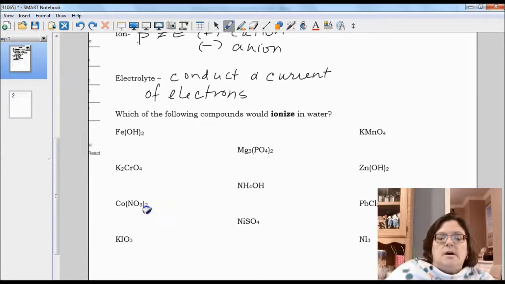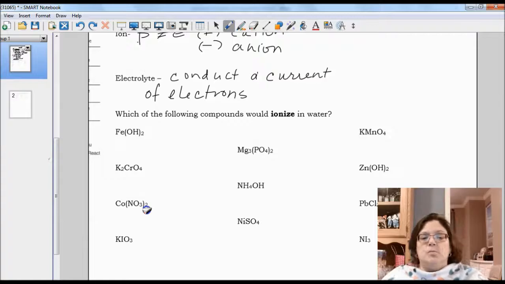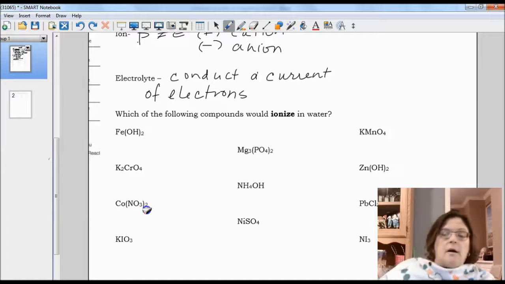All right, so the next part of this asks, which of these compounds will ionize in water? Hit pause, use your solubility chart, see if you can figure it out. All right. Fe(OH)2, hydroxide's almost always insoluble, so he will precipitate out. He would not ionize.